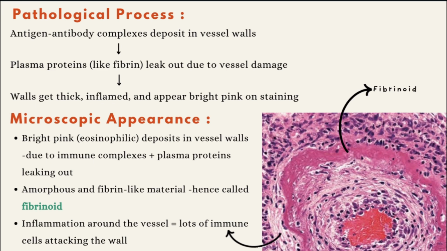Let's understand the pathological process behind it. Antigen and antibody complexes deposit in the vessel wall and they damage it. So the plasma proteins like fibrin leak out of the vessels because of its damage. The walls get thick, inflamed, and appear bright pink on staining. On microscopy, these bright pink deposits in the vessel wall are seen. These are formed due to immune complexes and plasma proteins leaking out, and they form an amorphous and fibrin-like material, hence called fibrinoid. And surrounding the vessel we have inflammation, lots of immune cells attacking the vessel.